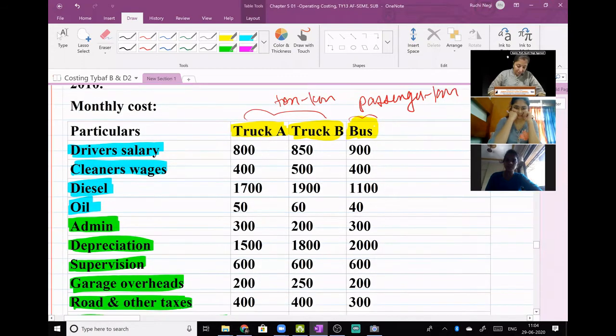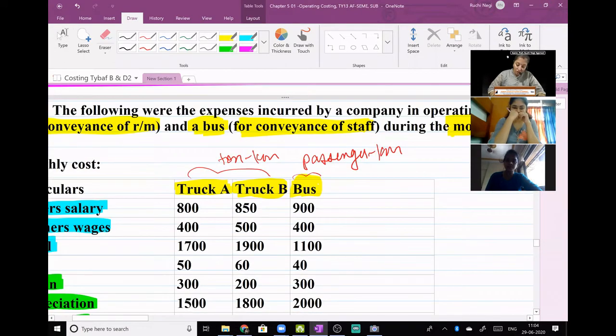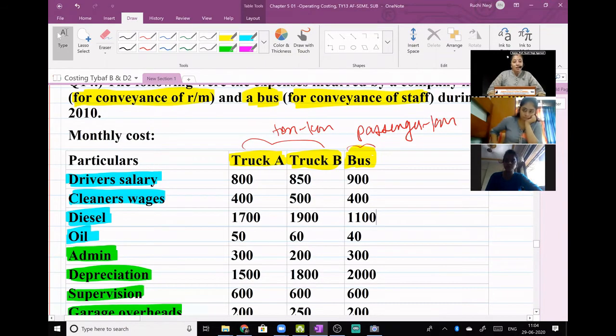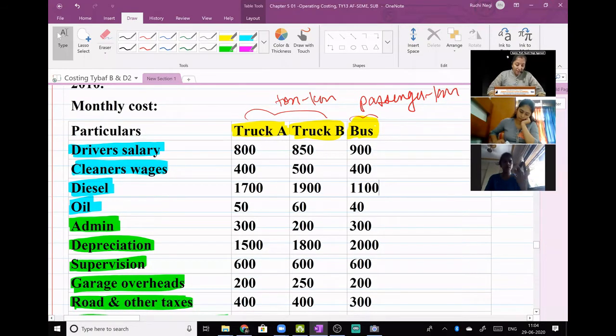Okay, fine. And it's a monthly cost sheet for the month of July. So we are going to make a one month cost sheet. Any information that is annual will be converted into per month. Don't forget that. So driver's salary as per CAS 1 is variable, cleaner's wages is variable, diesel is variable, oil is variable cost as per Cost Accounting Standard 5.